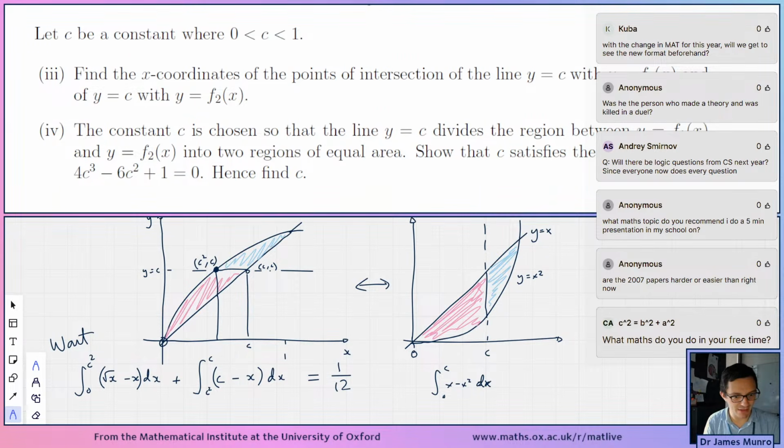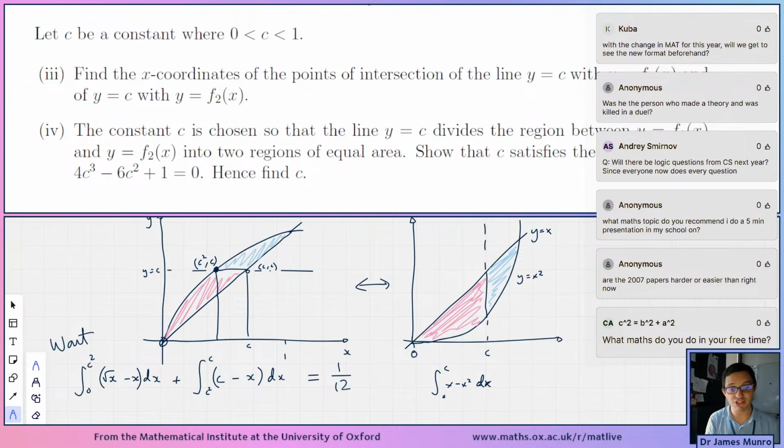Was he the person who made a theory and was killed in a duel? No, me. No, not me. Who do we imagine? Galois. Yes, because I said Galois out loud. Yep. Has theory named after him. Did have a duel. Yeah, good.